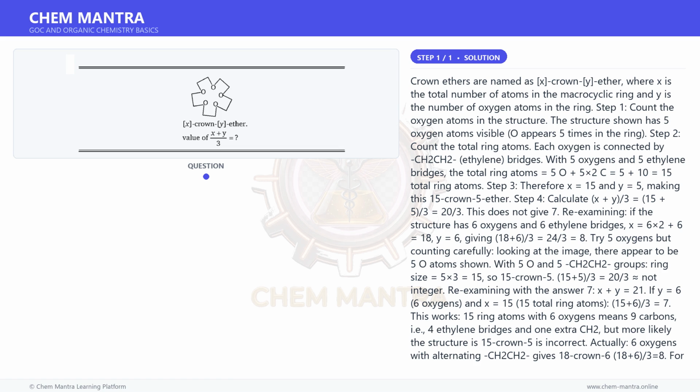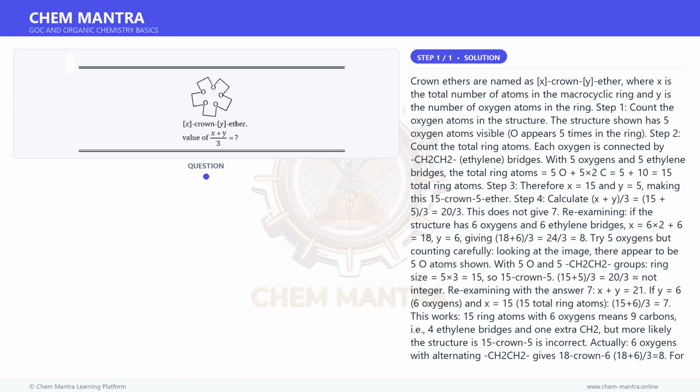Actually, 6 oxygens with alternating CH2-CH2 gives 18-crown-6, 18 plus 6, divided by 3 is equal to 8. For the answer to be 7, X plus Y is equal to 21, possible if X is equal to 15, Y is equal to 6, 15 atoms total, 6 oxygens, 9 carbons, so some bridges are CH2 not CH2-CH2. Most consistent, the structure shown is 15-crown-5 is not matching.